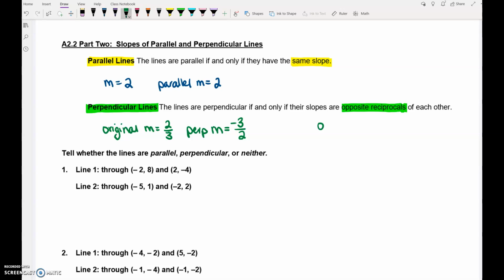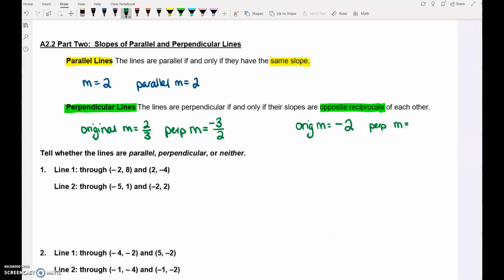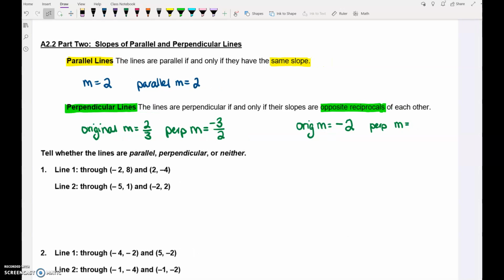Let's try another. Let's say that the original slope is -2. The perpendicular slope, because -2 is negative, the perpendicular slope would need to be positive. Take 2, flip it, it would be 1/2.